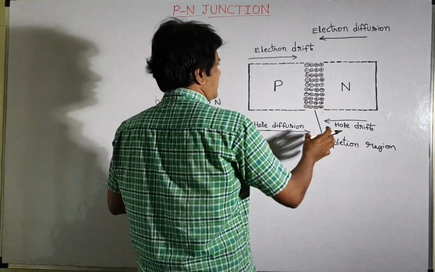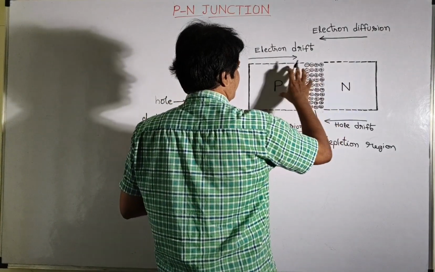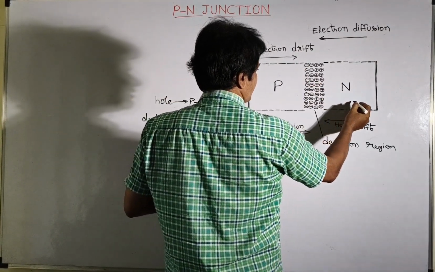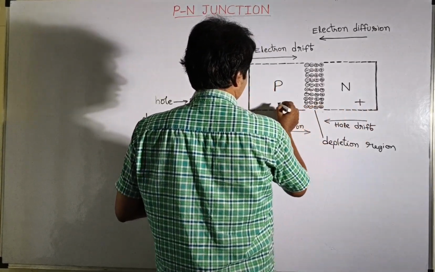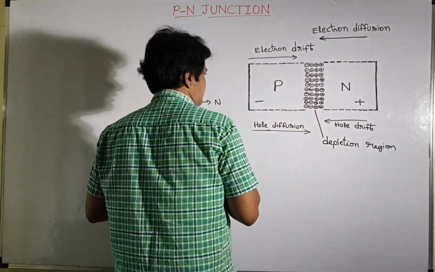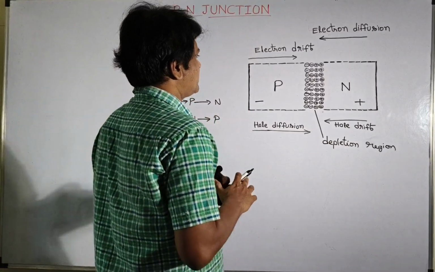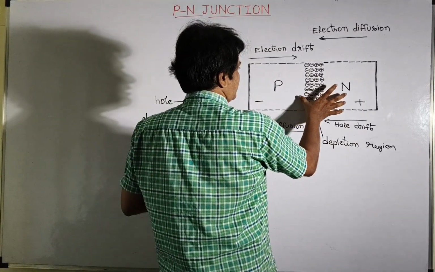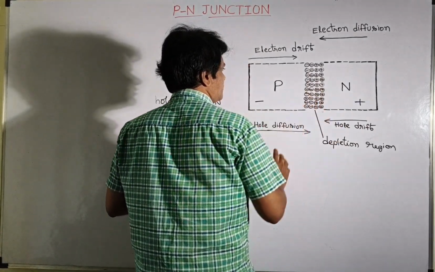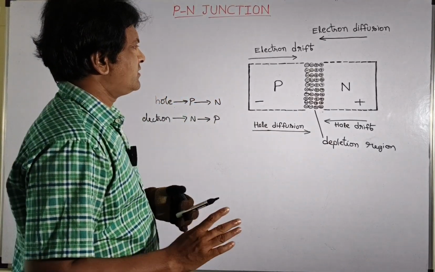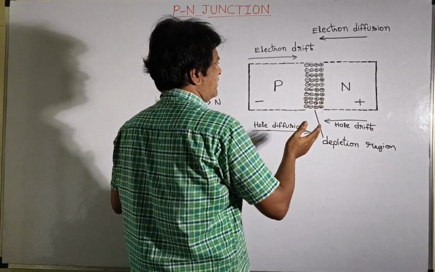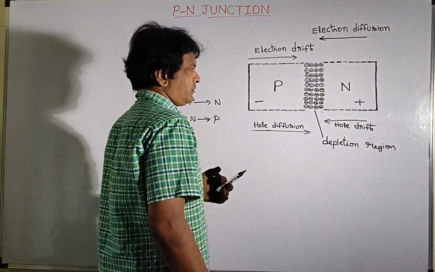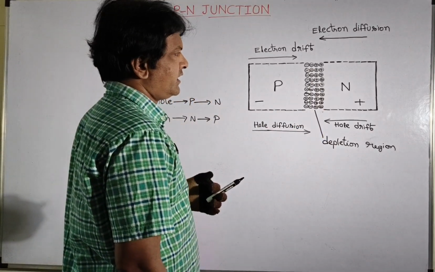So the potential difference, because there is a developed positive charge on this side and a developed negative charge on this side because of the diffusion process, the potential difference between these two sides makes the electrons and holes move further opposite to the diffusion process. So that is called drift.